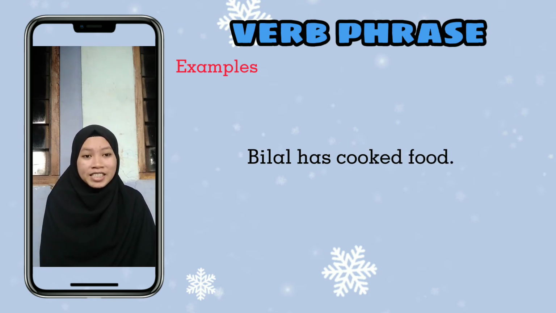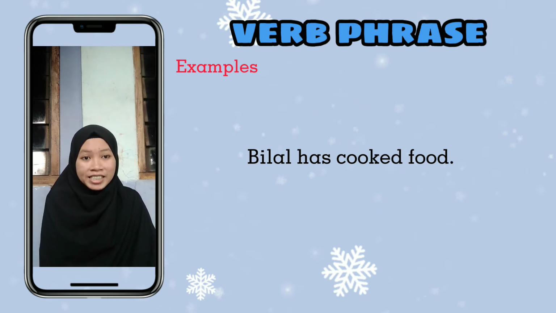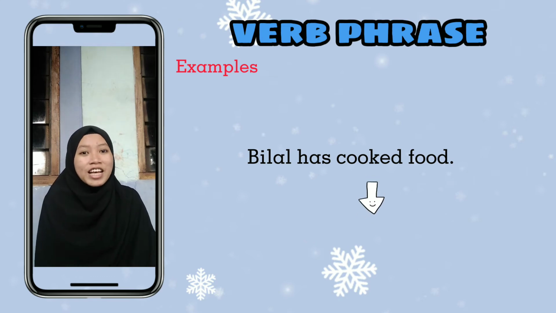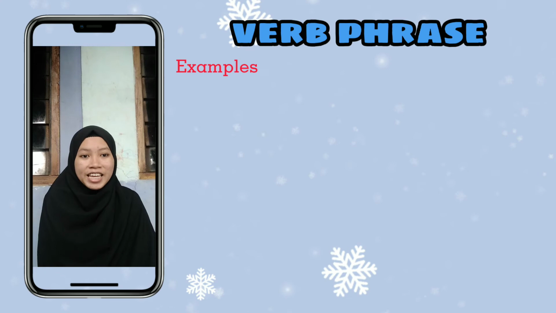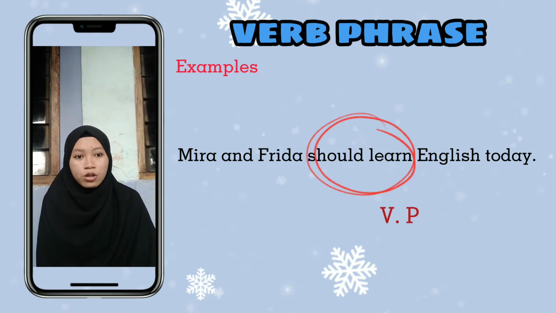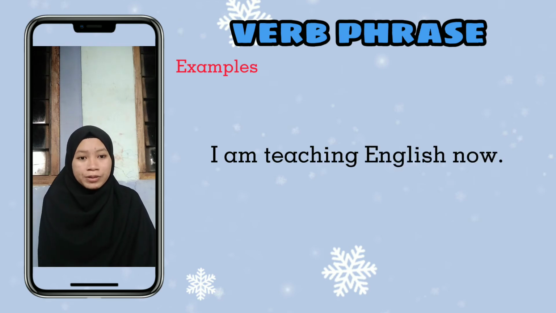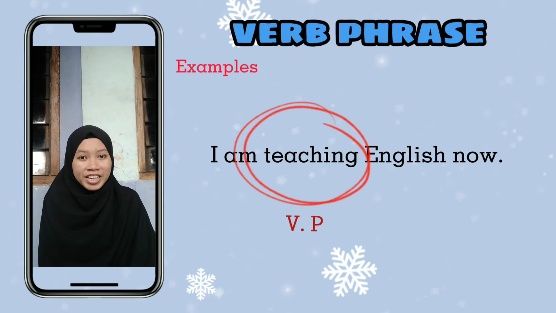In this sentence, has cooked is verb phrase. Has is auxiliary and cook is action verb. And then Mira and Frida should learn English today. In this sentence, should learn is verb phrase. The next, I am teaching English now. In this sentence, am teaching is verb phrase.